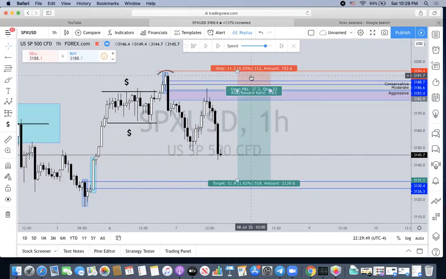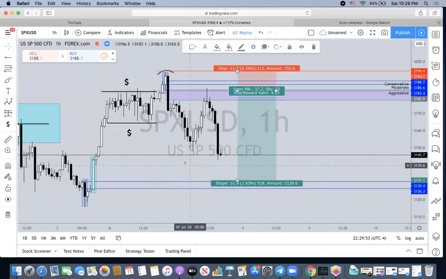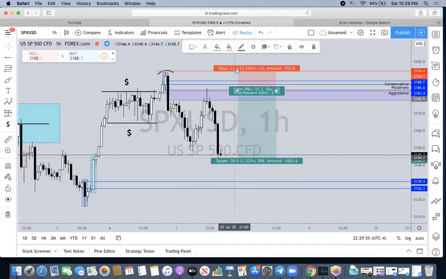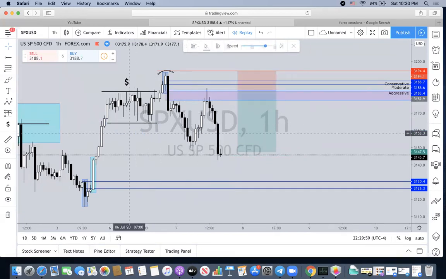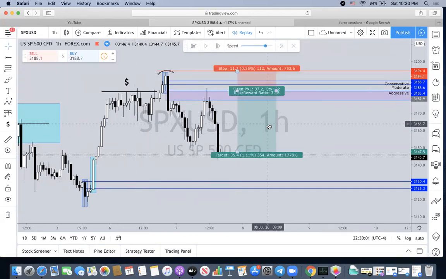So overall here, you're risking 11 to gain 50, right? Almost a 5 to 1 ratio. Even if you were targeting these lows, there's your 3 to 1 ratio right off the bat, right? So that's really what you guys want to be looking for.